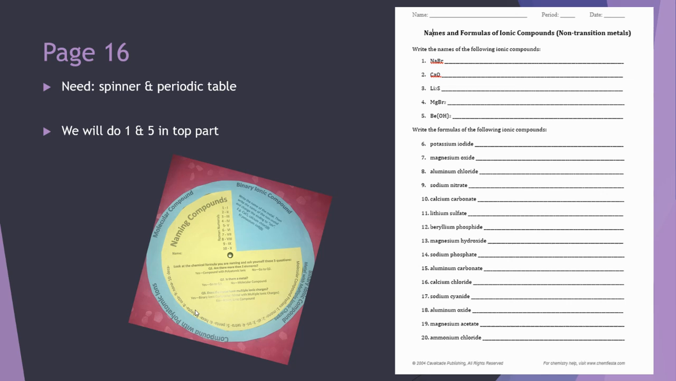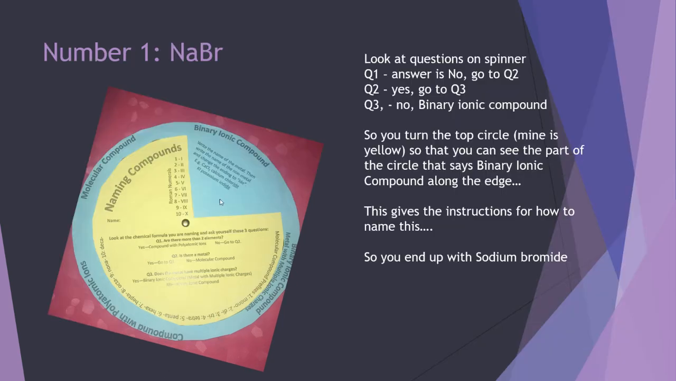Last thing I want to talk about is doing page 16 and using your spinner and the periodic table. So we're going to do numbers 1 and 5 in the top part, and then we're going to do a couple in the bottom. So page number 1. So look at the questions that are written here on the spinner. So NaBr. So question 1. Look at the chemical formula you're naming and ask yourself these 3 questions. Question 1, are there more than 2 elements? No, there's only 2 elements. So no means go to question 2.